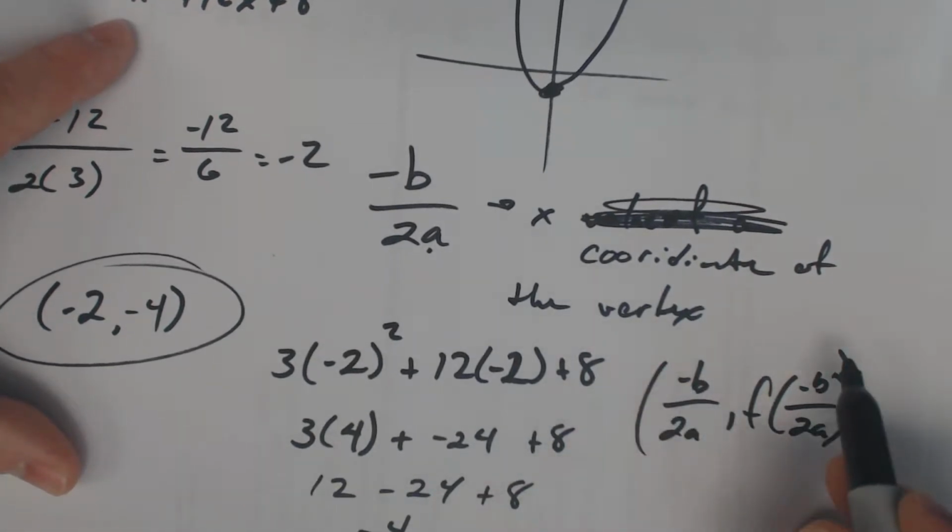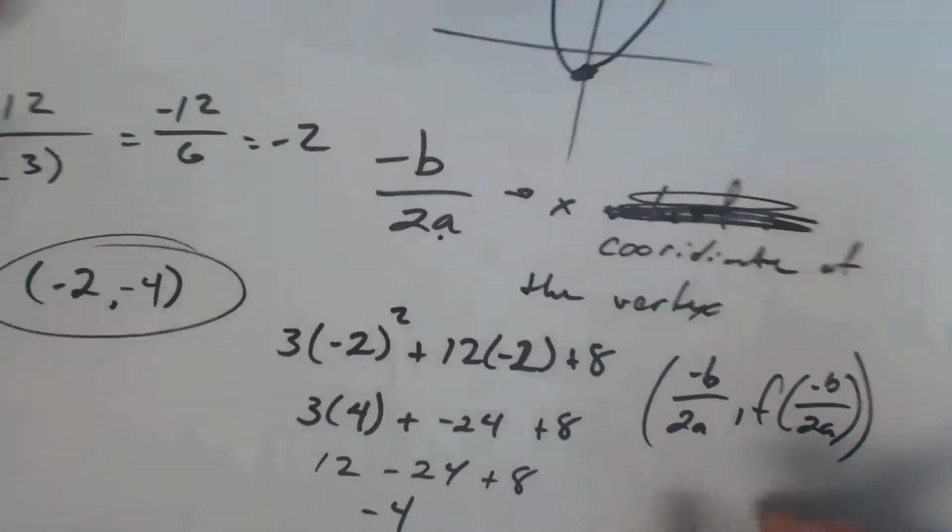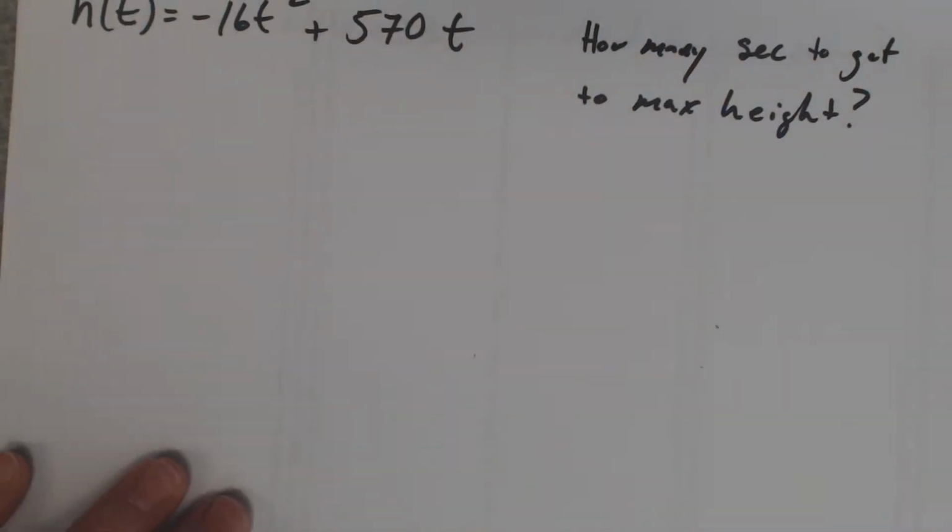What that means is a point, because it's a vertex. There's how you find the x-coordinate, and then you plug it back in. That's what the function notation means. You plug it back into the function, plugging it back in for x to get the y-coordinate.